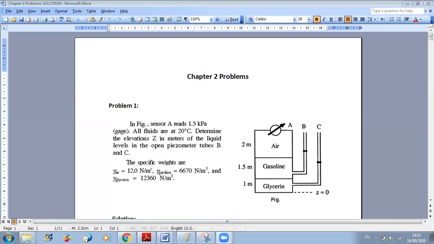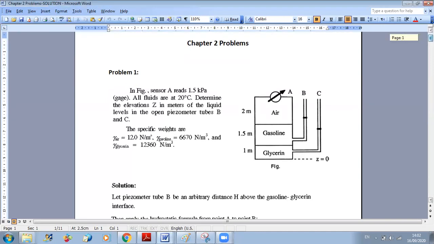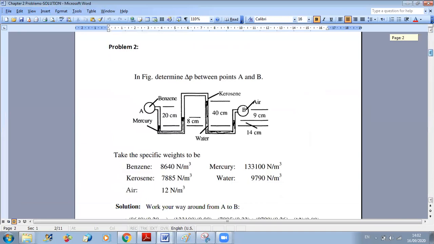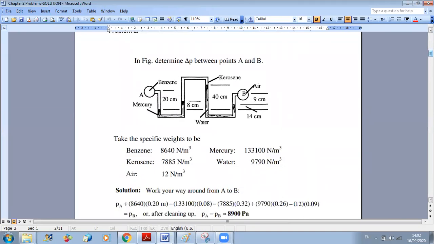Okay, so let me go to another problem. In the following figure, determine the variation in pressure between points A and B. Here I have the following system, and I am moving from point A to point B, and I have several fluids. I want to find the difference in pressure between A and B. So I am interested in PA minus PB.